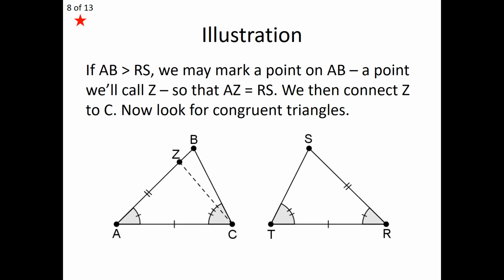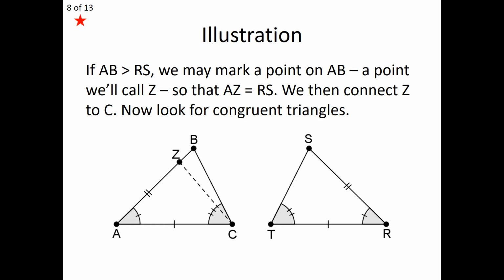So we go back to our two triangles, ABC and RST. Now we've assumed that AB is greater than RS. It's a longer piece of string, which means we cut that piece of string down shorter so that it's equal to the same length as the other piece of string, RS. So we are given now that AZ and RS are equal in length.